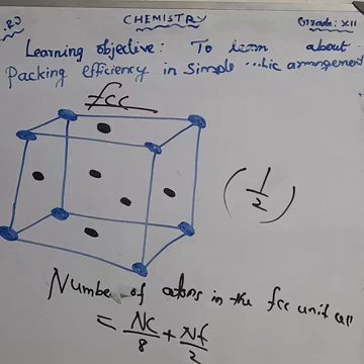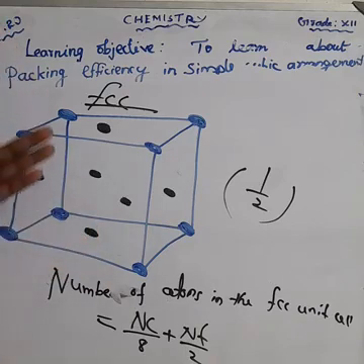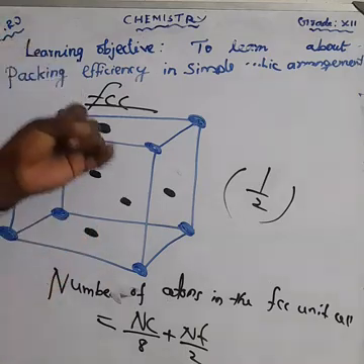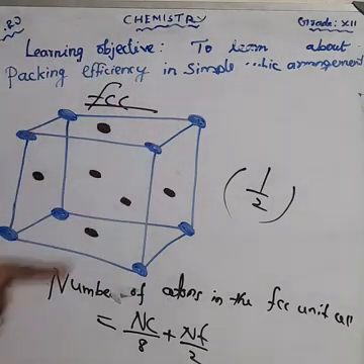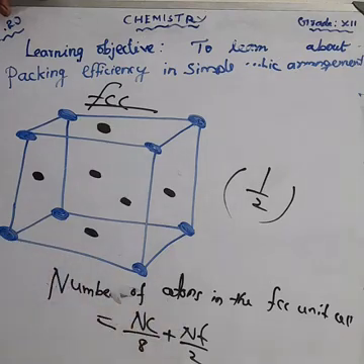What about the simple cubic formula? NC divided by 8. Am I right? NC divided by 8. Don't forget the simple cubic formula. What about the body-centered cubic cell formula? The number of atoms in a BCC unit cell is NC divided by 8 plus NB divided by 1. And what about the face-centered? The formula is NC divided by 8 plus NF divided by 2.